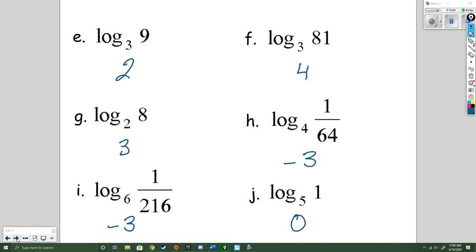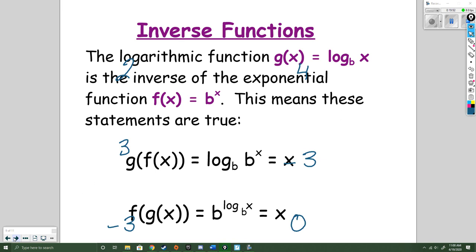All right, so obviously practice makes perfect. And now what we're doing is we're getting ready for some of these more complicated questions that we're going to have. Now before we get to that, we have to talk about inverse functions. So we've already talked about how logarithms and exponents are inverse functions. And when we talked about compositions of functions earlier on in the year, we talked about what it means to be an inverse function.